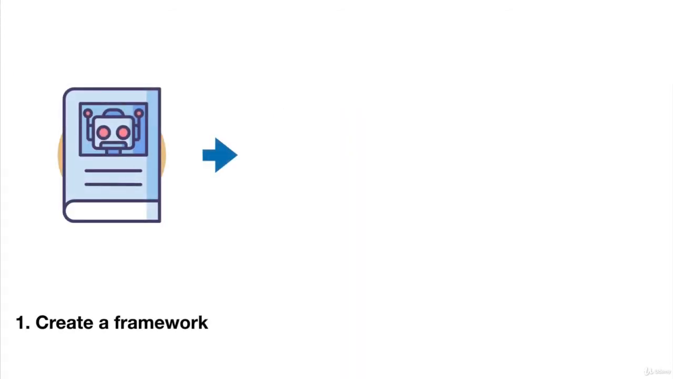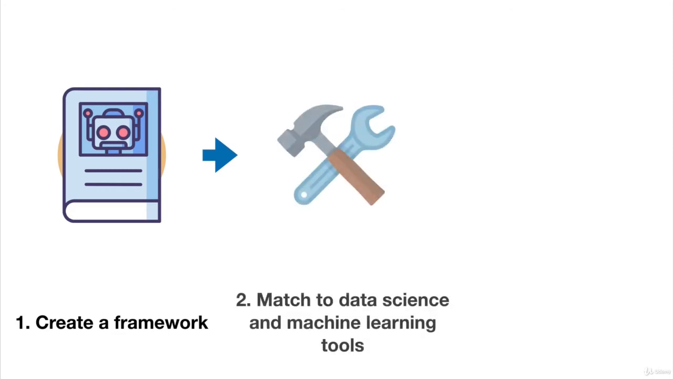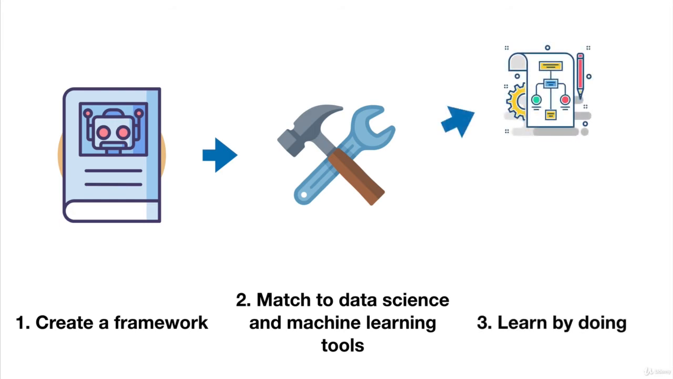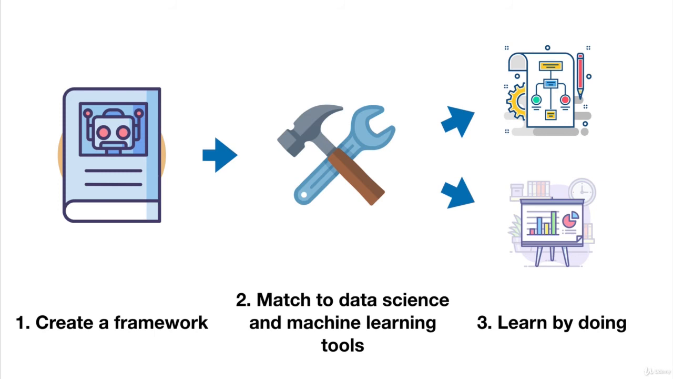The steps we're going to cover: number one, create a framework. You saw a little bit of an outline of that in the previous slide. Number two, we're going to match that framework, once we've gone through it, to available data science and machine learning tools. This means that people have already had similar problems to what we're going to try and solve in the past, and so they've created tools for those problems. So we're going to learn what tools are used for what machine learning projects. And to learn all of this, we're going to learn by doing, by going through projects which involve step 1 and step 2 to build a portfolio to show off your work and your skills.